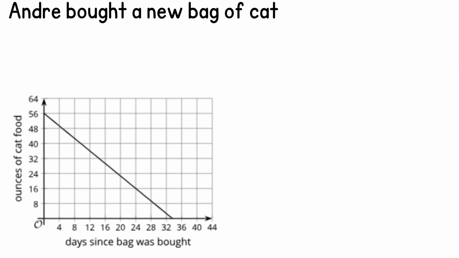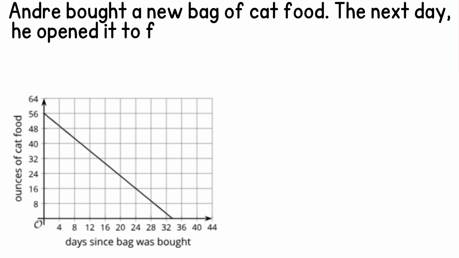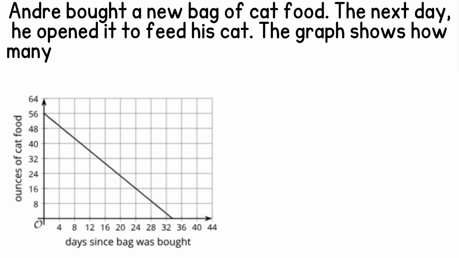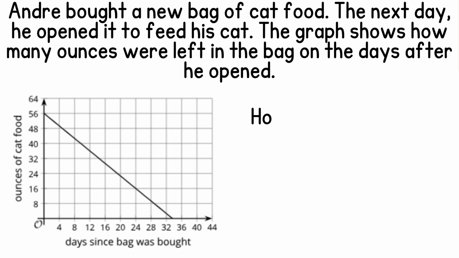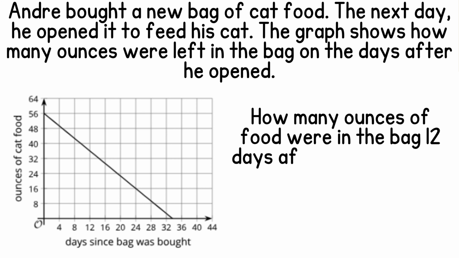Let's look at this example. Andre bought a new bag of cat food. The next day, he opened it to feed his cat. The graph shows how many ounces were left in the bag on the days after he opened it. So our x-axis represents the days since he bought the bag, and the y-axis represents how many ounces of cat food are left in the bag. How many ounces of food were in the bag 12 days after Andre bought it?